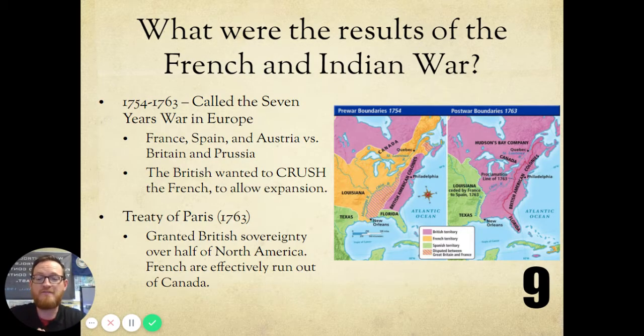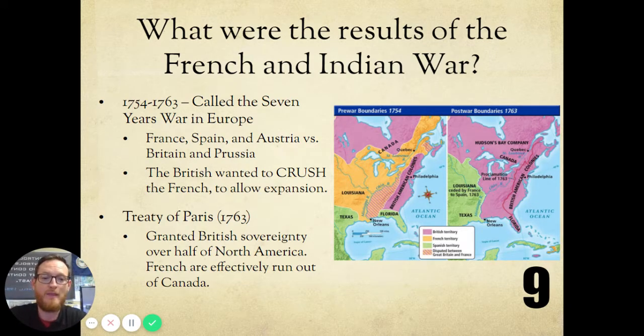So what were the results of the French and Indian War? We don't actually talk about the specifics of the war itself, but you're going to see that this war ends up being France, Spain, and Austria versus Britain and Prussia. And the British goal in this is to crush the French, so that they can have expansion. The war would end with the Treaty of Paris. You're going to see that the British are going to be very, very successful with this. They would be given sovereignty over half of North America, and the French are going to be effectively pushed out of the colonies altogether.